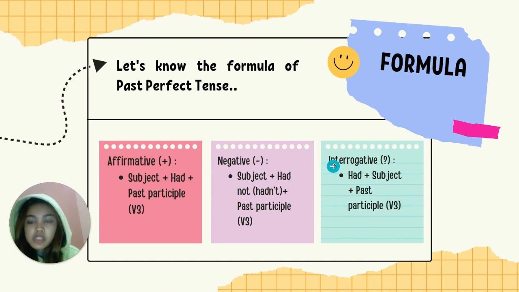Let's know the formula of past perfect tense. For the affirmative, subject had plus past participle, verb 3. For the negative, subject had not plus past participle, verb 3. For the interrogative, had plus subject plus past participle, verb 3.